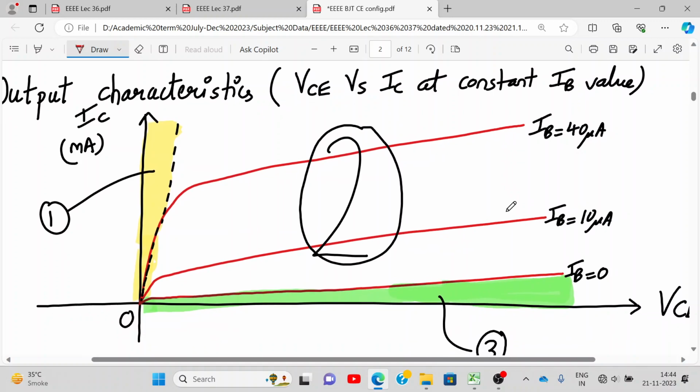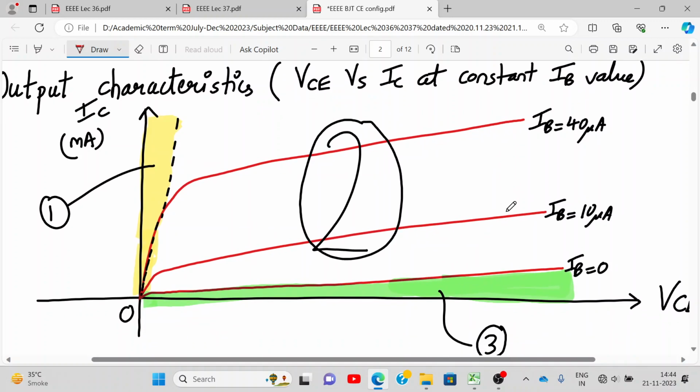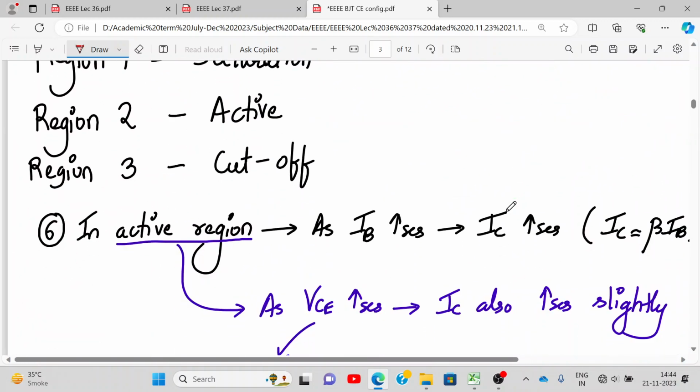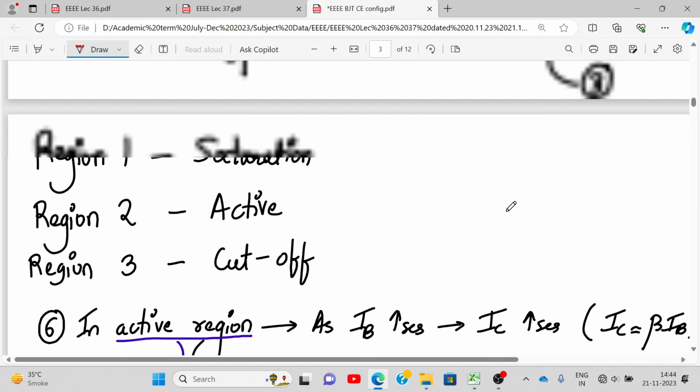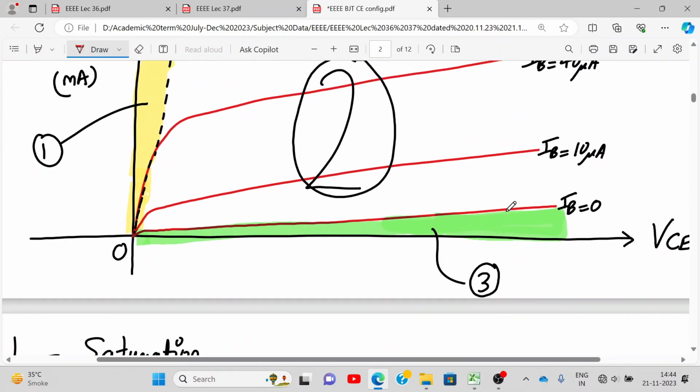Okay with it? 3 regions of operation. Now I'll explain one by one. Now, in the active region, listen to the active region. Where does the active region start from?